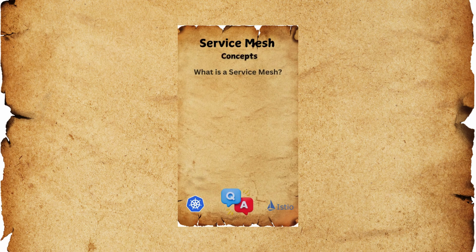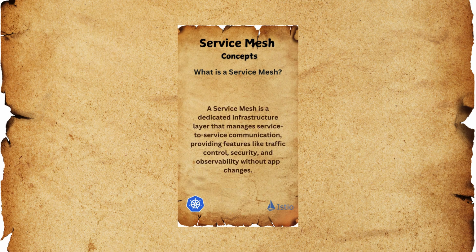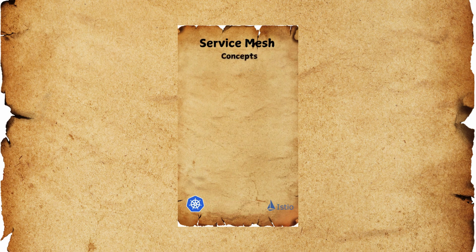What is a service mesh? A service mesh is a dedicated infrastructure layer that manages service-to-service communication, providing features like traffic control, security, and observability without app changes. How does a service mesh differ from an API gateway?